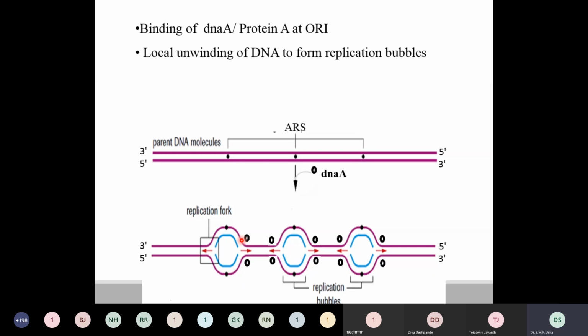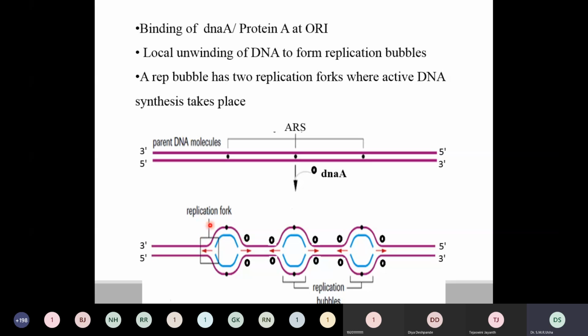Now each replication bubble, if you see, this is the bubble, has two replication forks. This is a Y-shaped structure like this and like this. This is one replication fork and this is another replication fork. So one replication bubble has two replication forks, and these are the sites of active DNA synthesis.